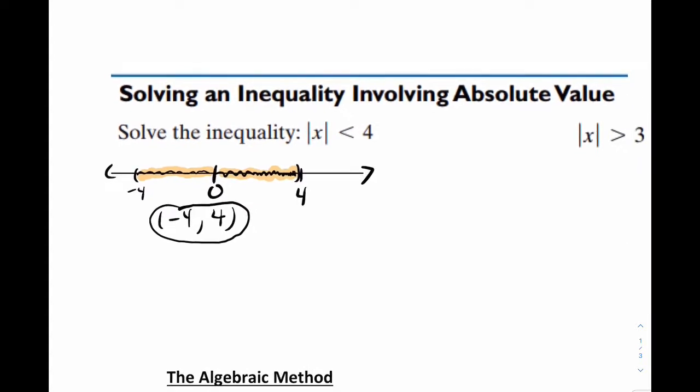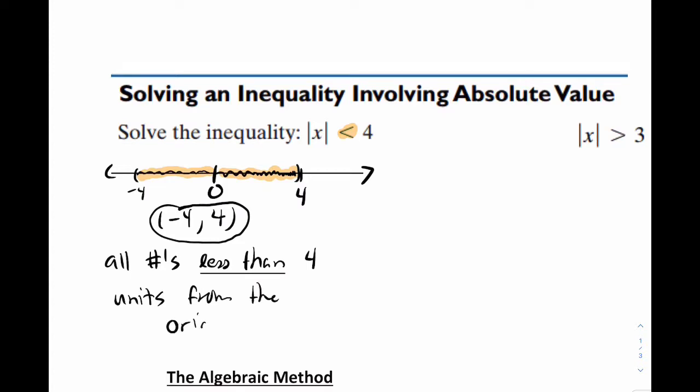Now if you want to think of it in words, what we can do is think of it as all numbers less than, I really highlight less than, because that's what it says right here, 4 units from the origin. Because mathematically, that is what's happening, right? Here's our origin, and everything within 4 units is counted as the answer.